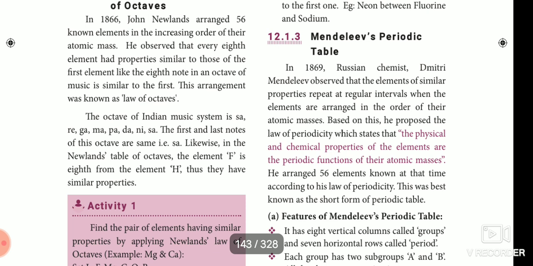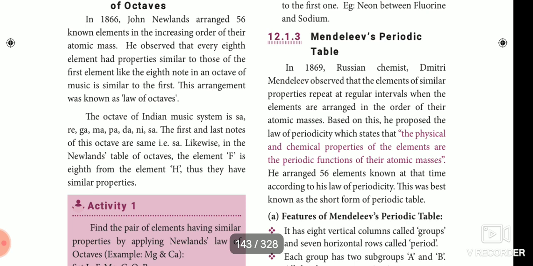So he arranged the elements by physical and chemical properties, as periodic functions of their atomic masses. All of you underline the line: the physical and chemical properties of the elements are the periodic functions of their atomic masses. So what is physical property and chemical property?